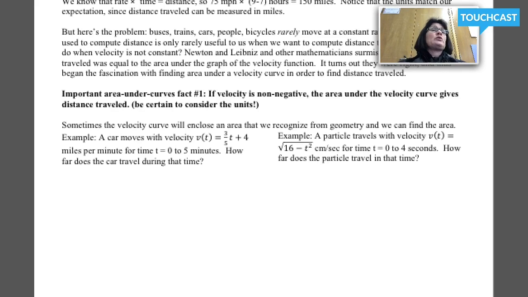We'll find that in both cases we'll recognize the shape under the velocity curve, and we'll be able to answer what is the total distance traveled. So if a car moves with velocity 3/5 t plus 4, measured in miles per minute, for time 0 to 5 minutes, how far does the car travel during that time?